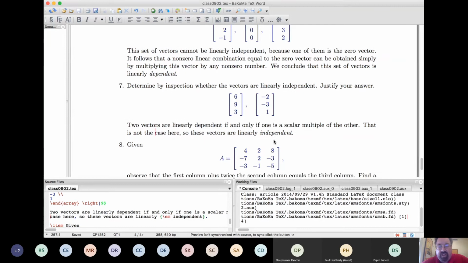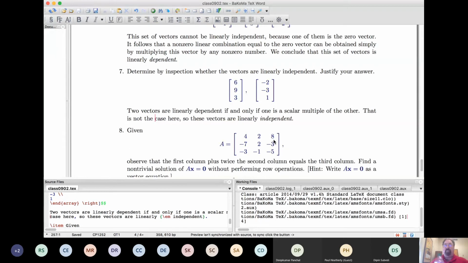So that's a quick way to check when you only have 2 of them. If you have more than 2 vectors, but you spot that 2 of them are multiples of each other, again, the question is answered right away, that the set as a whole is linearly dependent.